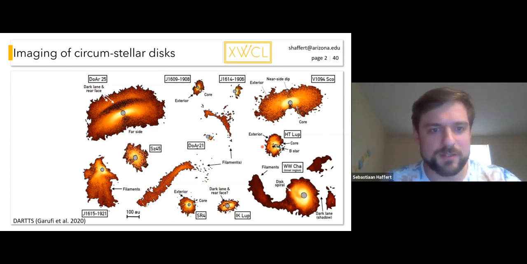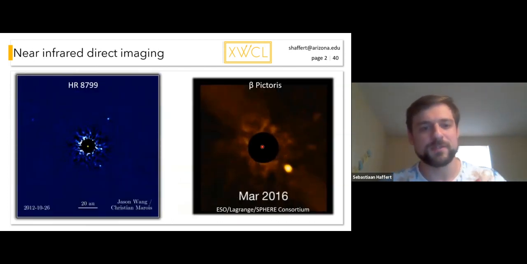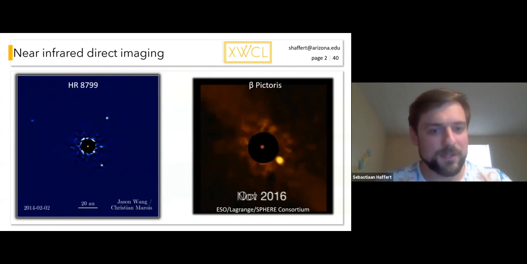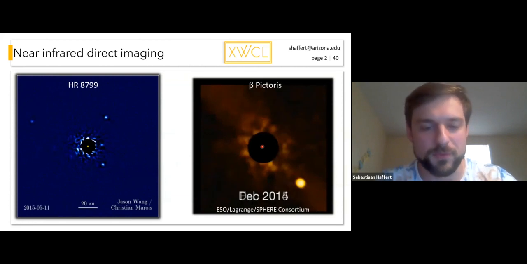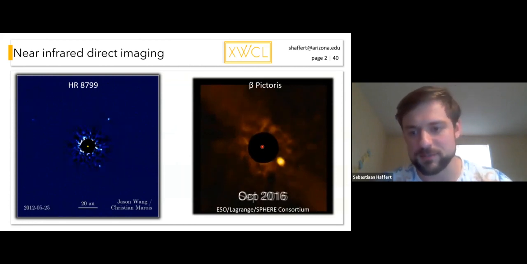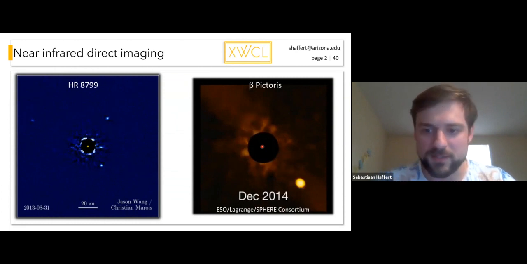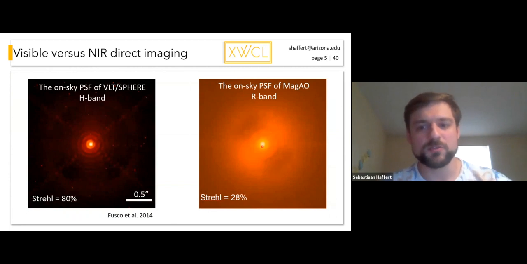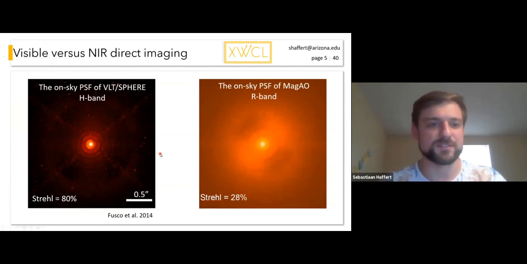However, there's quite a challenge in the visible with direct imaging. With direct imaging up to now, we've mainly worked in the near-infrared, and we can actually find exoplanets. As I showed in the last slide, you can also search for disks, and it works quite well in the near-infrared and at longer wavelengths. However, when you go to the visible, here you can see the performance difference between the near-infrared and the visible.